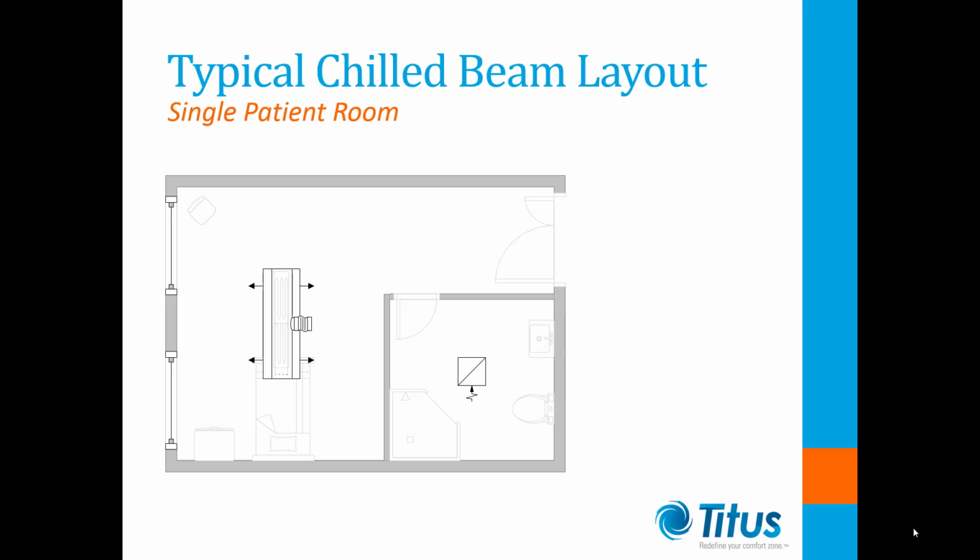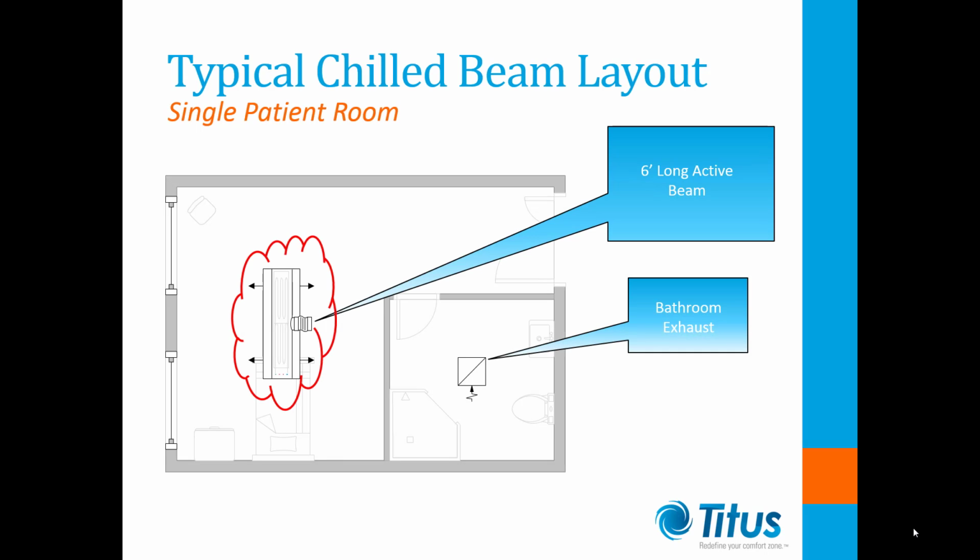When sized for the loads shown in our patient room example, a single 6-foot-long linear active chill beam is required and is usually installed towards the centre of the room above the bed.